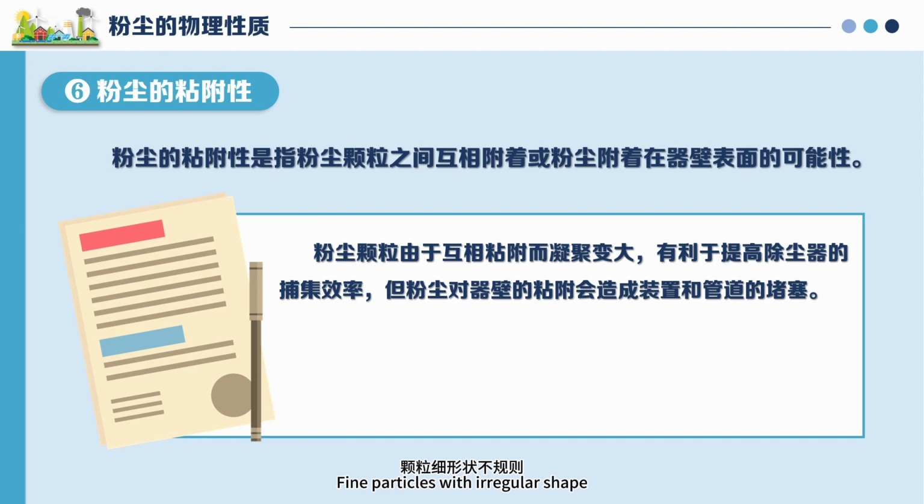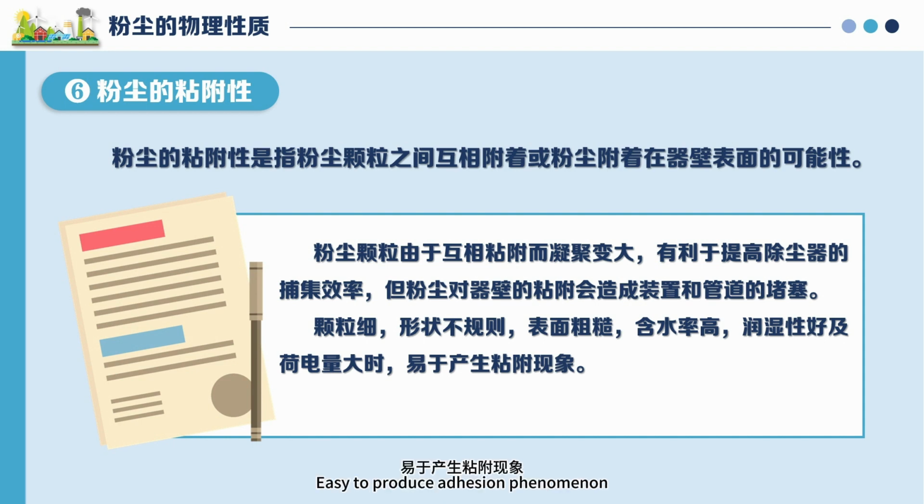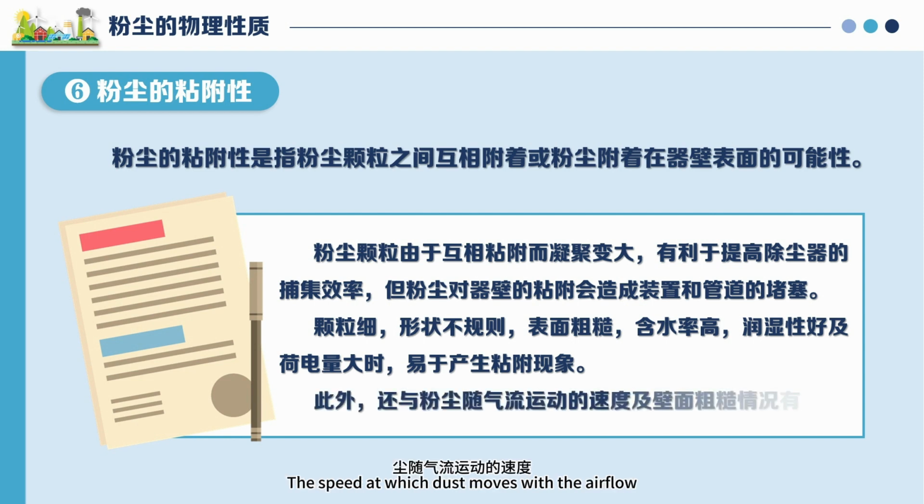Fine particles with irregular shape, surface roughness, high moisture content, good wettability, and high charge make it easy to produce the adhesion phenomenon. In addition, it is also associated with the speed at which dust moves with the airflow, and the roughness of the wall surface.